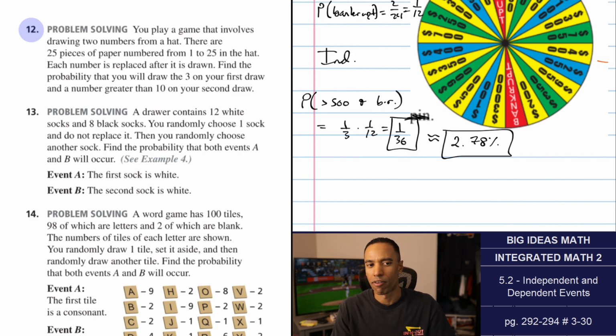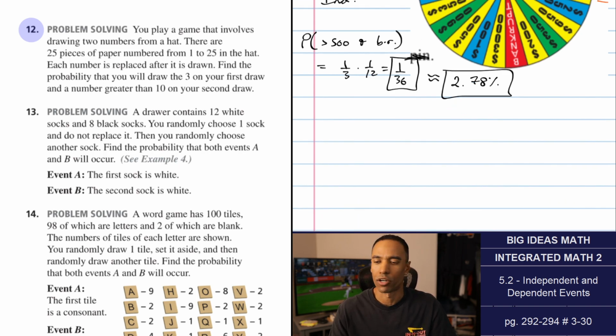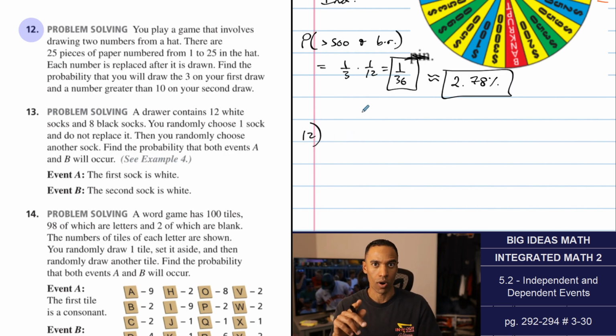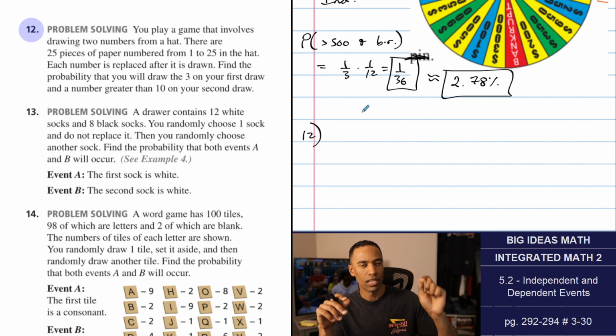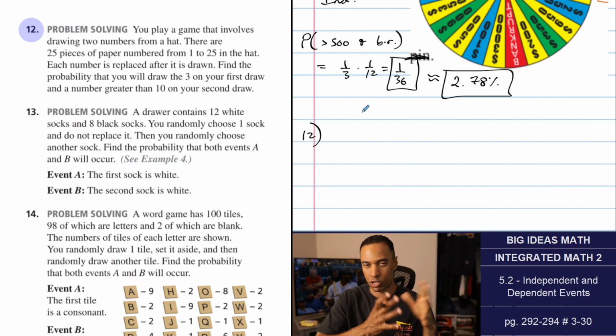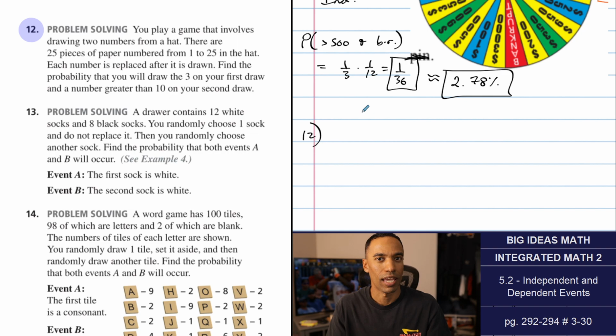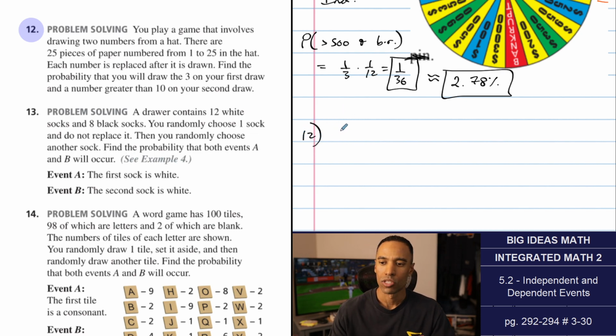You play a game that involves drawing two numbers from a hat. There are 25 pieces of paper numbered from 1 to 25 in the hat. Each number is replaced after it's drawn. That means if I draw an 8, I put the 8 back in there and shuffle it all up in the hat. Independent. Find the probability you will draw the 3 on your first draw and a number greater than 10 on your second draw. So this is independent.